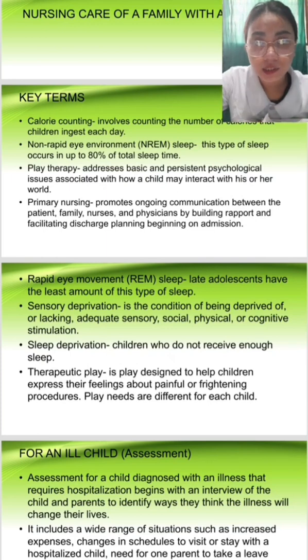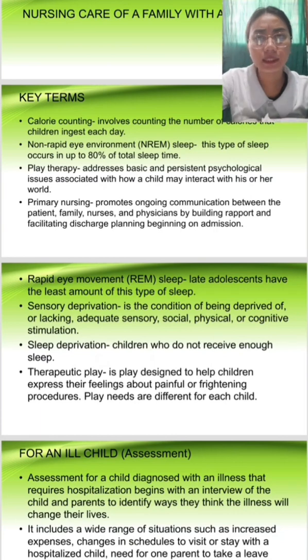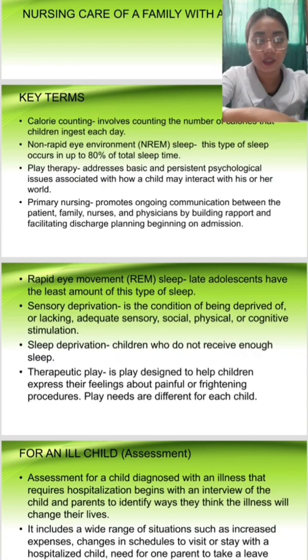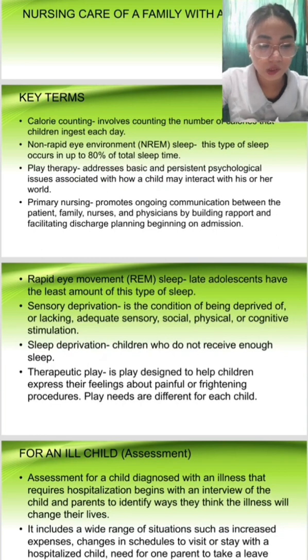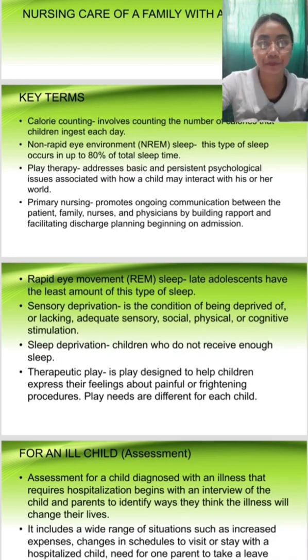Next is rapid eye movement, or REM sleep. Late adolescents have the least amount of this type of sleep. This rapid eye movement sleep is the highest stage of sleep, during which a person may wake easily.